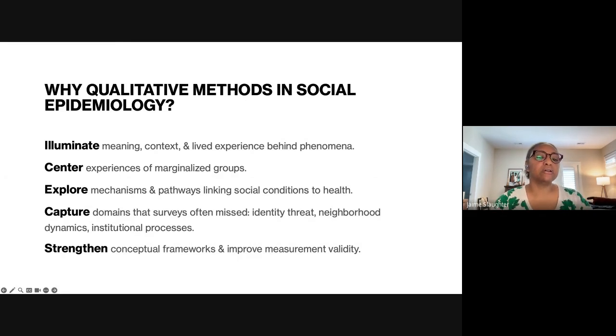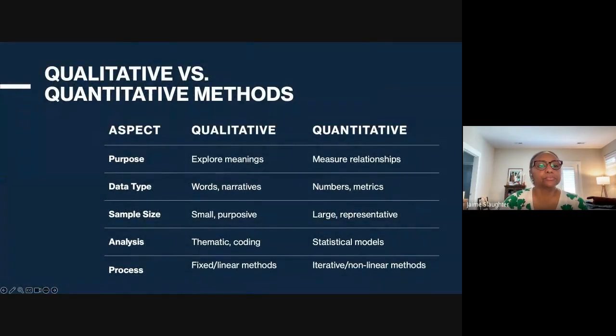So we may want to try to explore that with qualitative methods before we even try to assess that with quantitative methods. And then also capturing domains that surveys often miss. So thinking about concepts like identity threat or neighborhood dynamics, institutional processes. And then something that's really important to me, and I will show you an example of this later, is using qualitative methods to strengthen our conceptual frameworks and improve measurement validity.